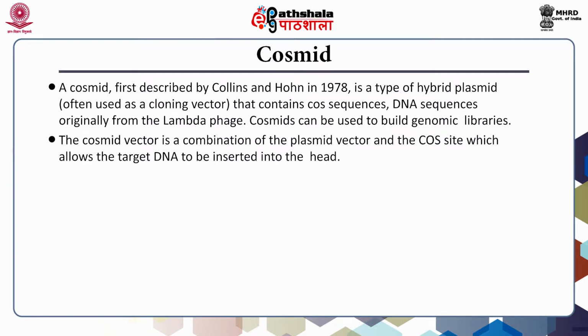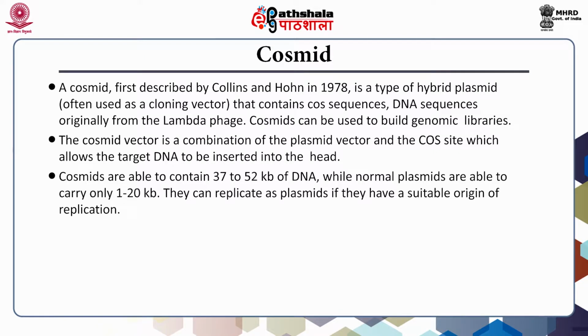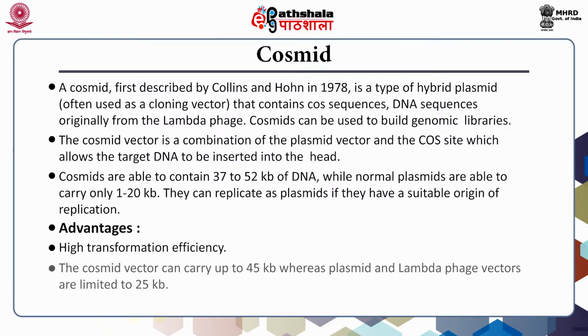The cosmid vector is a combination of the plasmid vector and the cos site, which allows the target DNA to be inserted into the phage head. Cosmids are able to contain 37 to 52 kb of DNA, while normal plasmids are able to carry only 1 to 20 kb. They can replicate as plasmids if they have a suitable origin of replication. Advantages: high transformation efficiency. The cosmid vector can carry up to 45 kb, whereas plasmid and lambda phage vectors are limited to 25 kb.